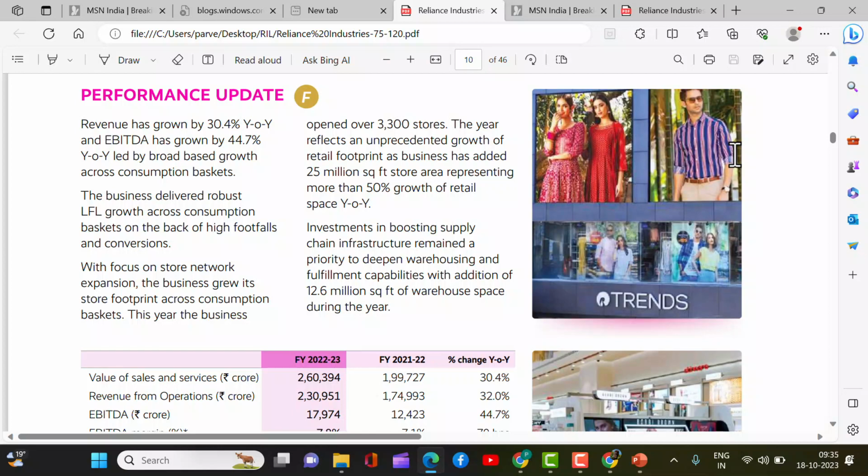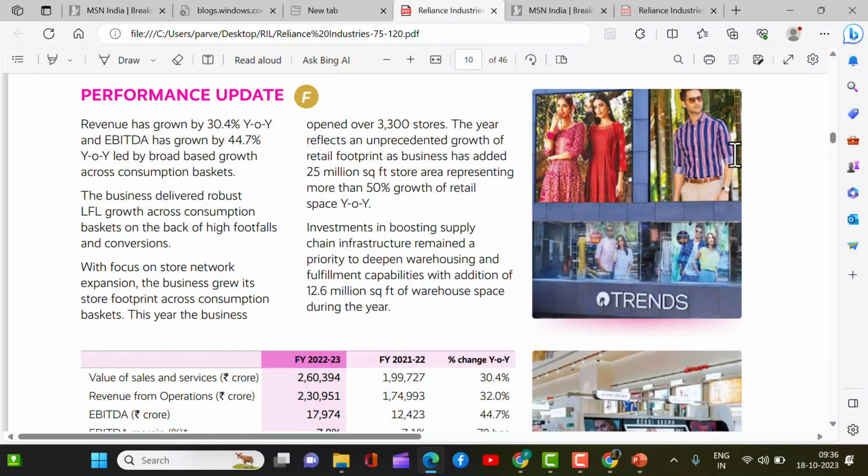The business delivered robust LFL growth across consumption baskets on the back of high footfalls and conversions. Just read this. This year, the business opened with over 3,300 stores. The year reflects an unprecedented growth of retail footprint as the business has added 25 million square feet of store area, representing more than 50% growth of retail space year on year. So they have added 3,300 stores and 25 million square feet of retail area, and they have added 12.6 million square feet of warehouse space.